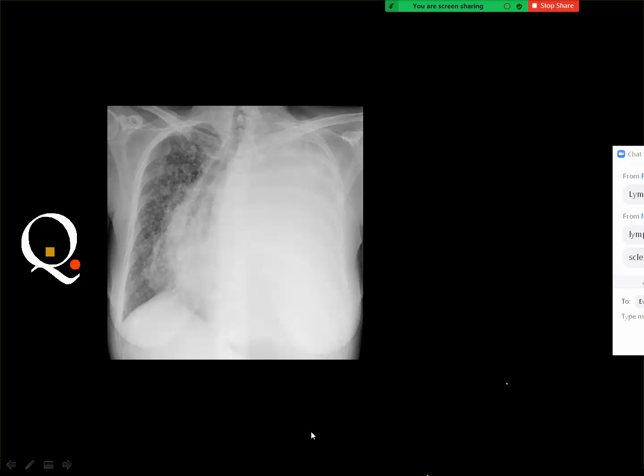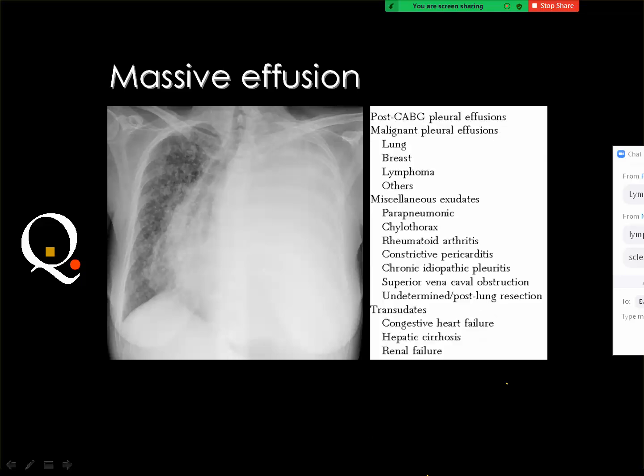This patient had the massive left-sided pleural effusion. And massive pleural effusion has a list of differential diagnosis, and I give you this list. Then you got post-CABG and malignant effusion if the primary is present in the lung, the breast, the lymphoma, and others. And there is a very long list.